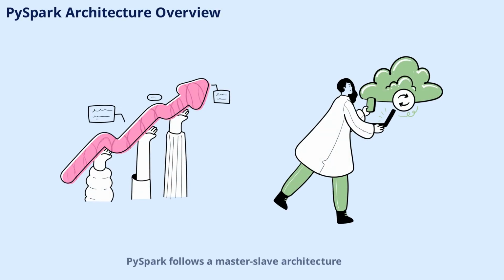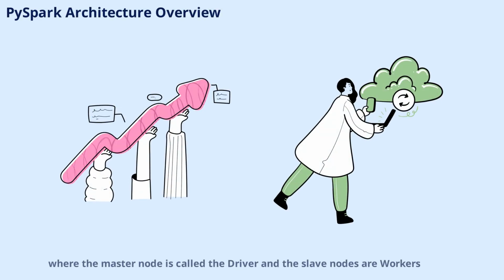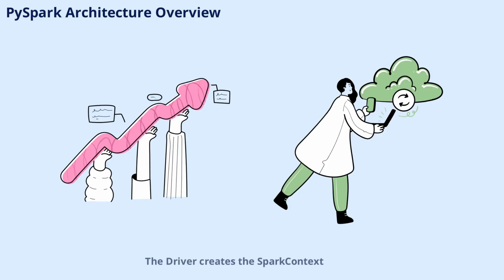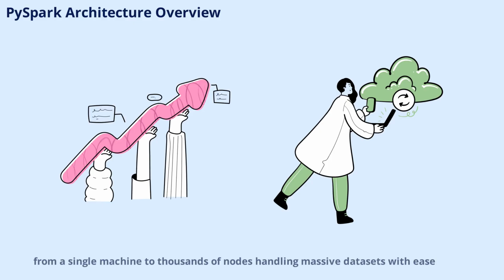Spark follows a master-slave architecture, where the master node is called the driver and the slave nodes are workers. The driver creates the Spark context, which manages the application and distributes tasks to workers. Cluster managers allocate resources like memory and CPU to workers, ensuring efficient execution. This architecture enables PySpark to scale seamlessly from a single machine to thousands of nodes, handling massive datasets with ease.